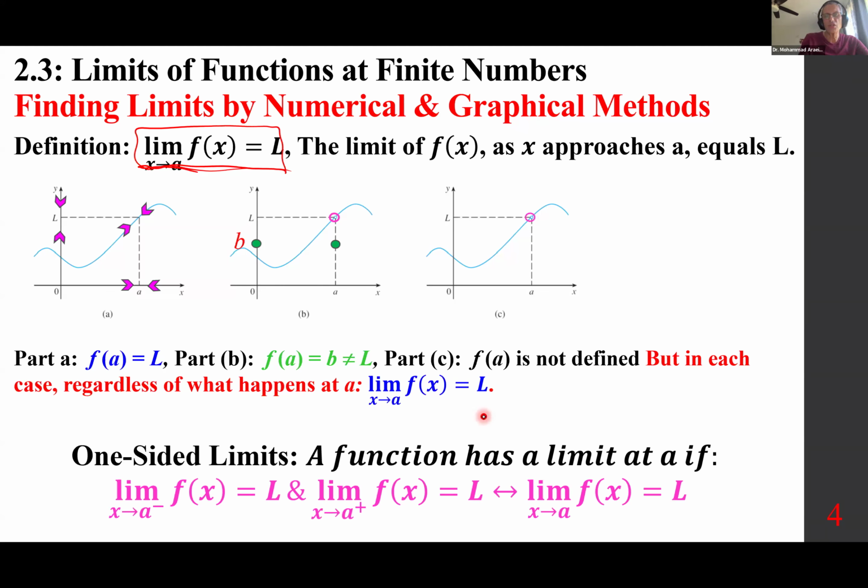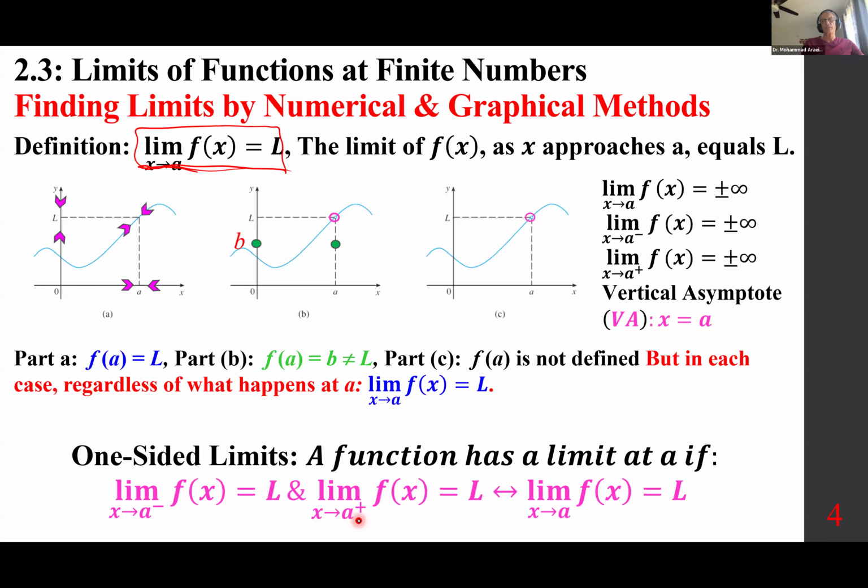One-sided limits. A function has a limit at A if the limit of f of x as x approaches A from the left equals L, and the limit of f of x as x approaches A from the right equals L. Therefore, the limit of f of x as x approaches A equals L. This is read "A from the left." This is read "A from the right." And VA is short for vertical asymptote.